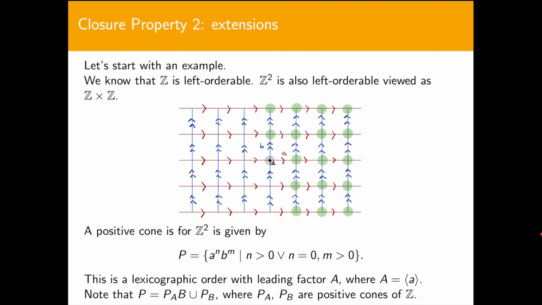So this is our lexicographic order with leading factor a, where a is just isomorphic to Z. And notice that the positive cone that we have drawn here is equal to P_a b union P_b, where P_a and P_b are both positive cones of Z. So using the positive cones of Z, we've constructed our lexicographic order for Z squared.